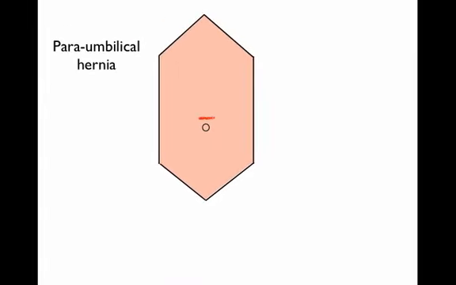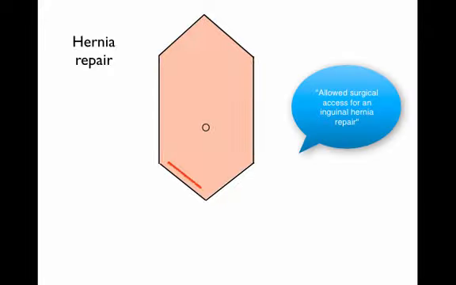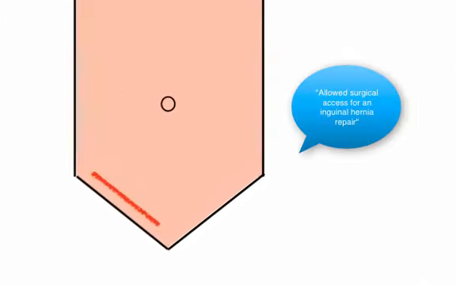Now, you'll frequently see incisions left-sided, right-sided or bilaterally along the course of the inguinal ligament. Now, these are frequently used for access and repairing inguinal or femoral herniae, and it's perfectly acceptable to say that this incision has allowed access for a hernia repair.